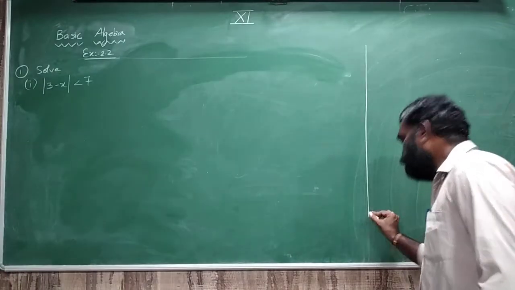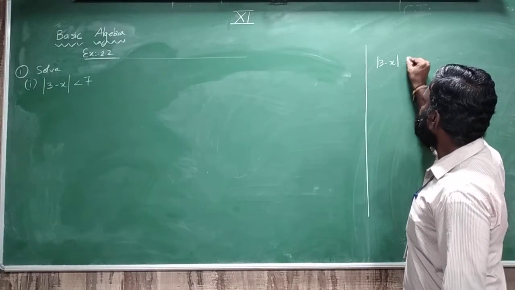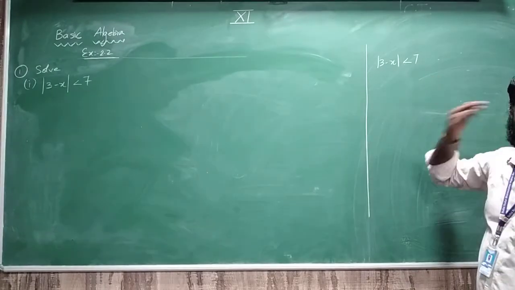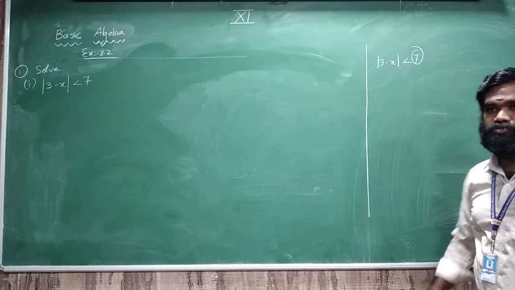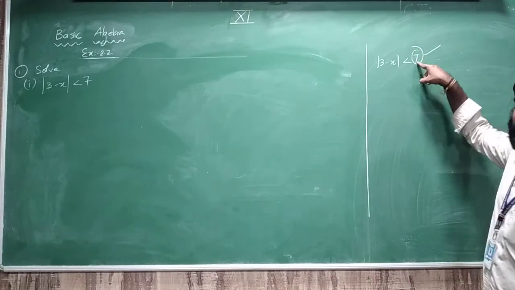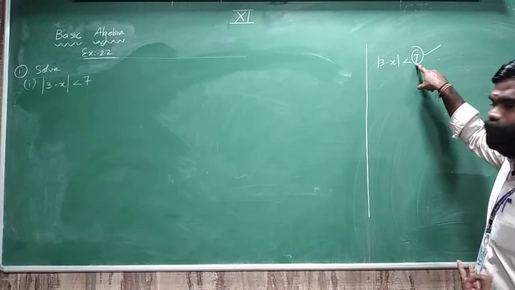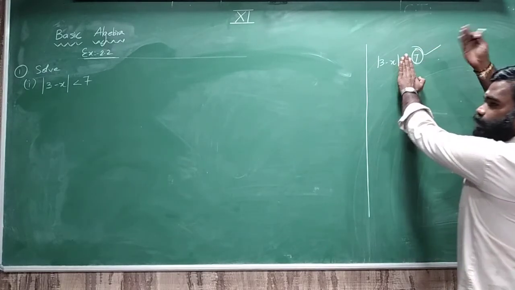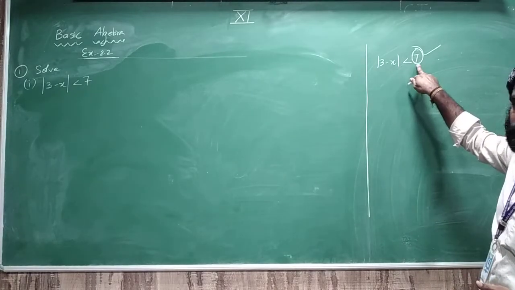What am I going to do? I am going to teach you what to use for the solution. See, modulus of 3 minus x is less than 7. I have told you always, a modulus value is always greater than or equal to 0. What is the value here? 7. This value 7 is greater than or equal to 0.